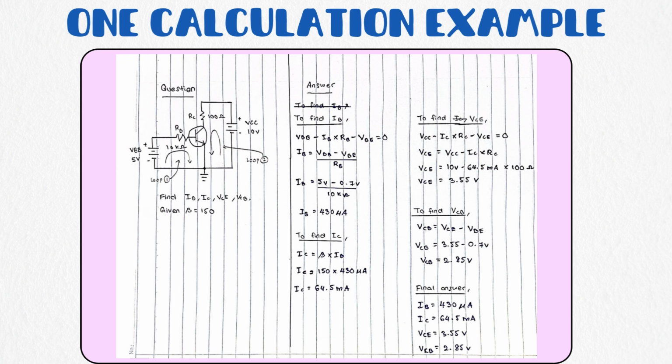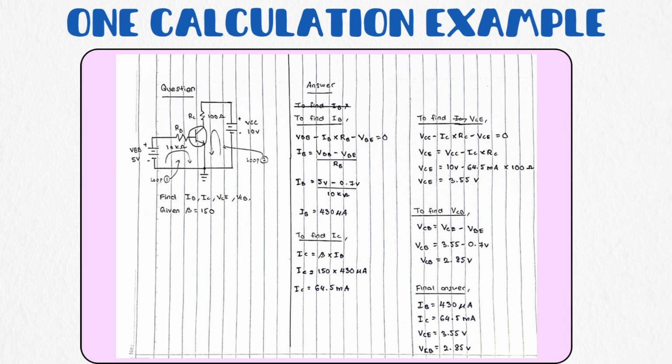To find VCE, we use KVL just like when looking for IB before, but in the second loop. The calculation is VCC minus IC times RC minus VCE equal to 0. Next, enter the values, 10 volt minus 64.5 milliamperes times 100 ohms, and the answer for VCE is 3.55 volt.